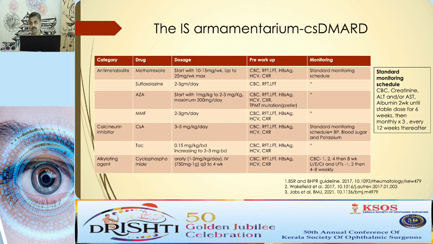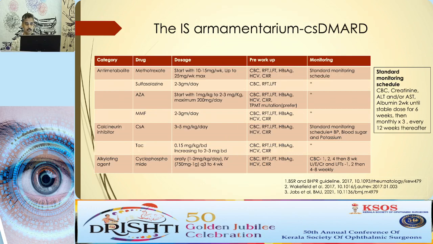So conventional synthetic disease modifying agents are the cornerstone, and they are the time tested and trusted molecules for steroid sparing. They are anti-metabolites, which include methotrexate, mycophenolate mofetil, and azathioprine. There are calcineurin inhibitors like cyclosporin and tacrolimus, and alkylating agents like cyclophosphamide. Methotrexate is the most preferred, most trusted one, and has long follow-up also. You can start from 10 to 15 milligrams per week, and go up to 25 milligrams per week, the maximum.